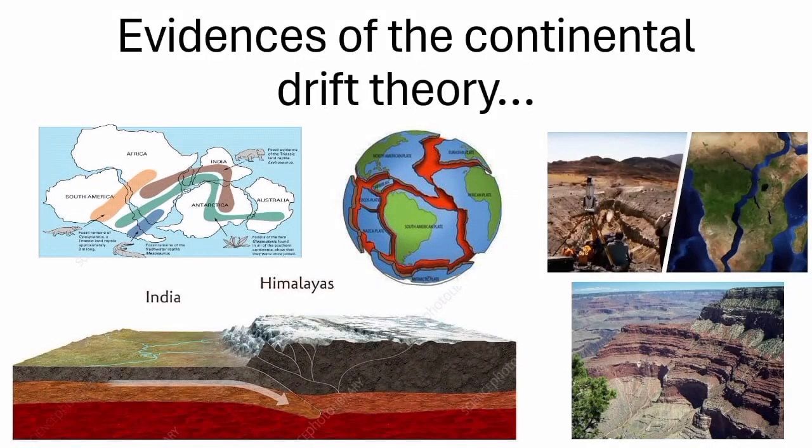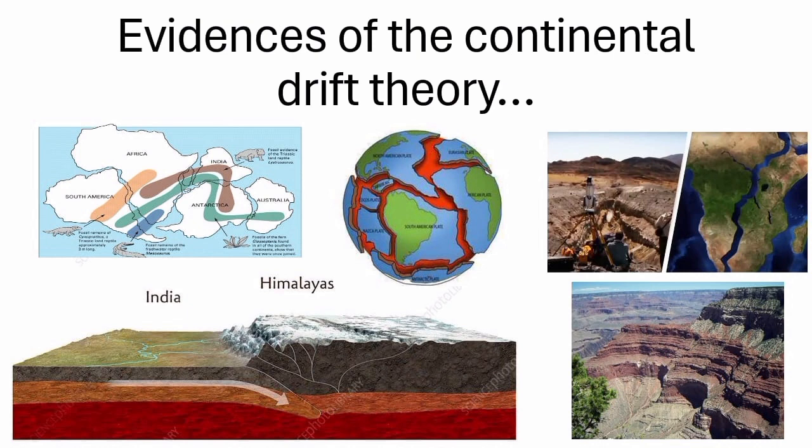Now we are going to take a look at the different evidence that we have for the continental drift theory. There are two types of evidence, historical evidence and recent evidence. Let's first look at the historical evidence.